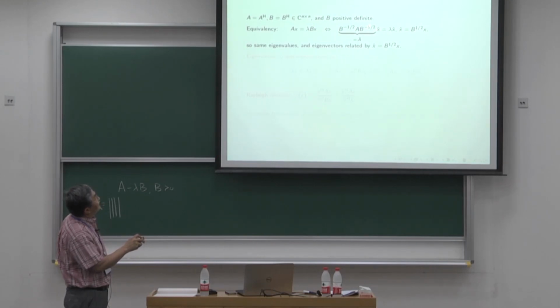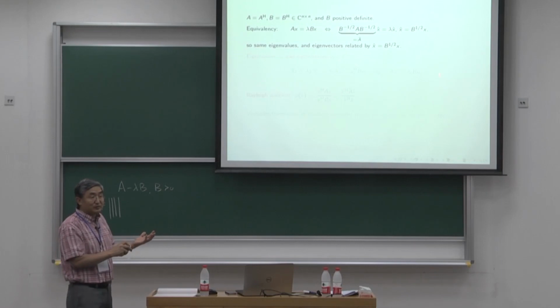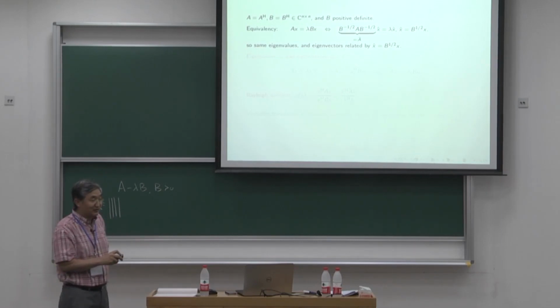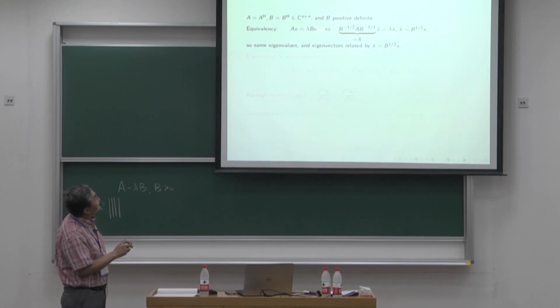put in B to the negative square root, that's a matrix function you just learned last week. So on both sides, you take B negative half, B half to here put in front, so you get this equation there with x hat related to x by B square root.